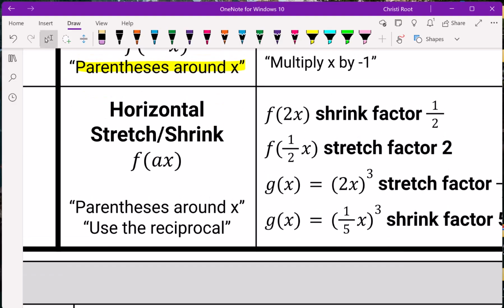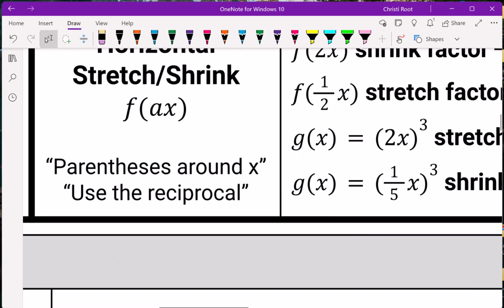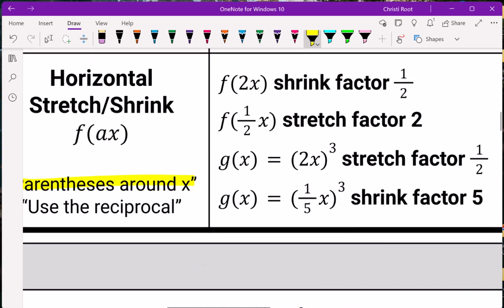Horizontal stretch or shrink, same thing. If you're multiplying to just the x, it's going to be very obvious because it's got parentheses around it. So if you see that you're multiplying x times 2, you got to make sure that you use the reciprocal because it is specifically a horizontal stretch or shrink. If you see it's multiplied by 2, it's multiplying it by a factor of 1/2. If you see it's multiplied in your equation by 1/2, that means that your factor is going to be multiplied by 2. It's going to have a stretch effect.